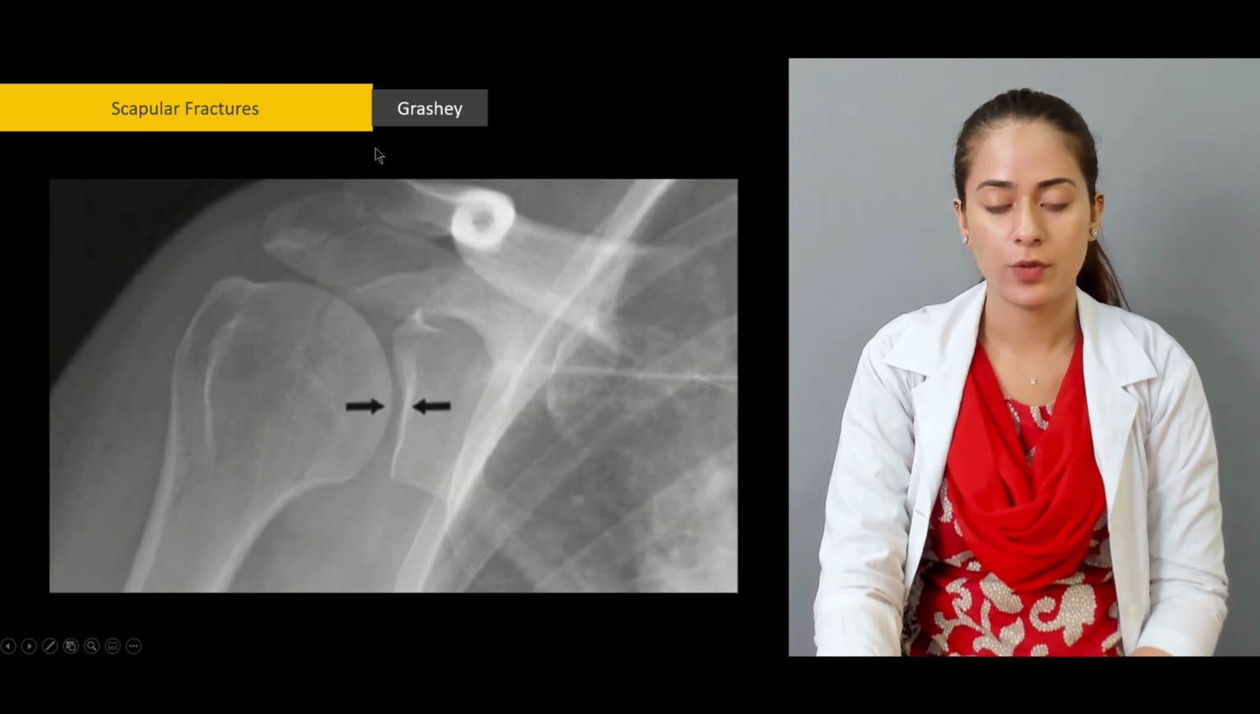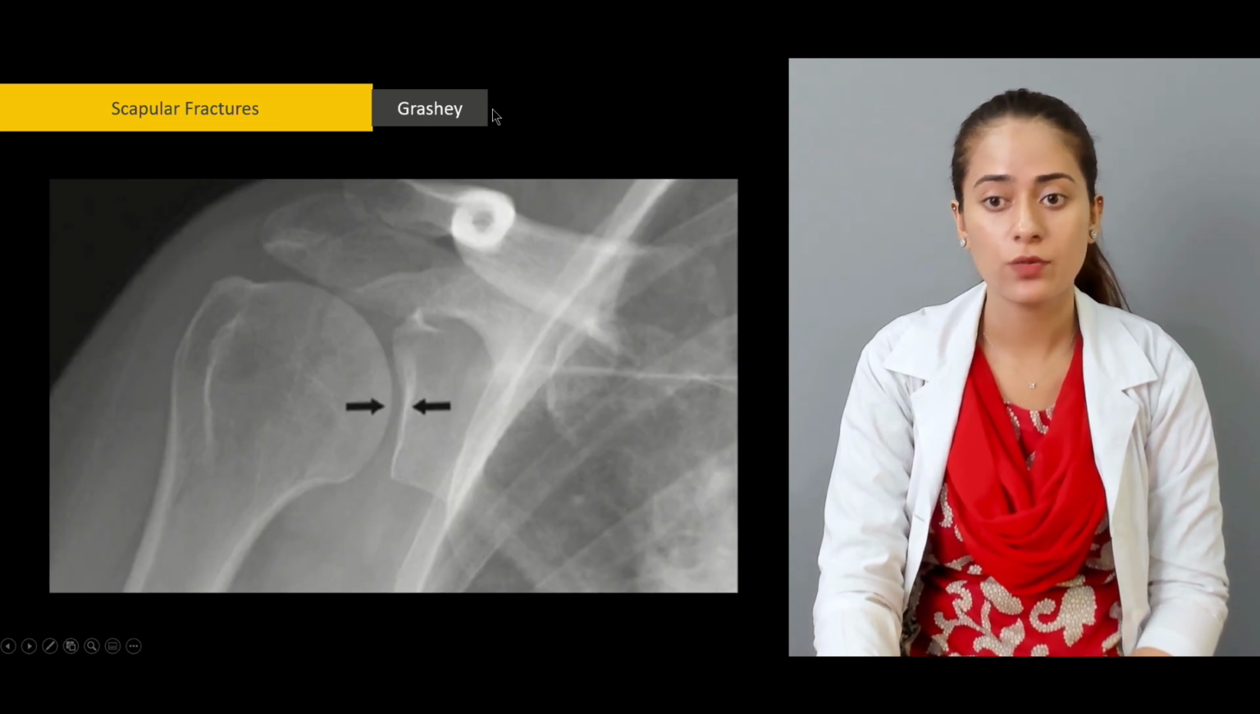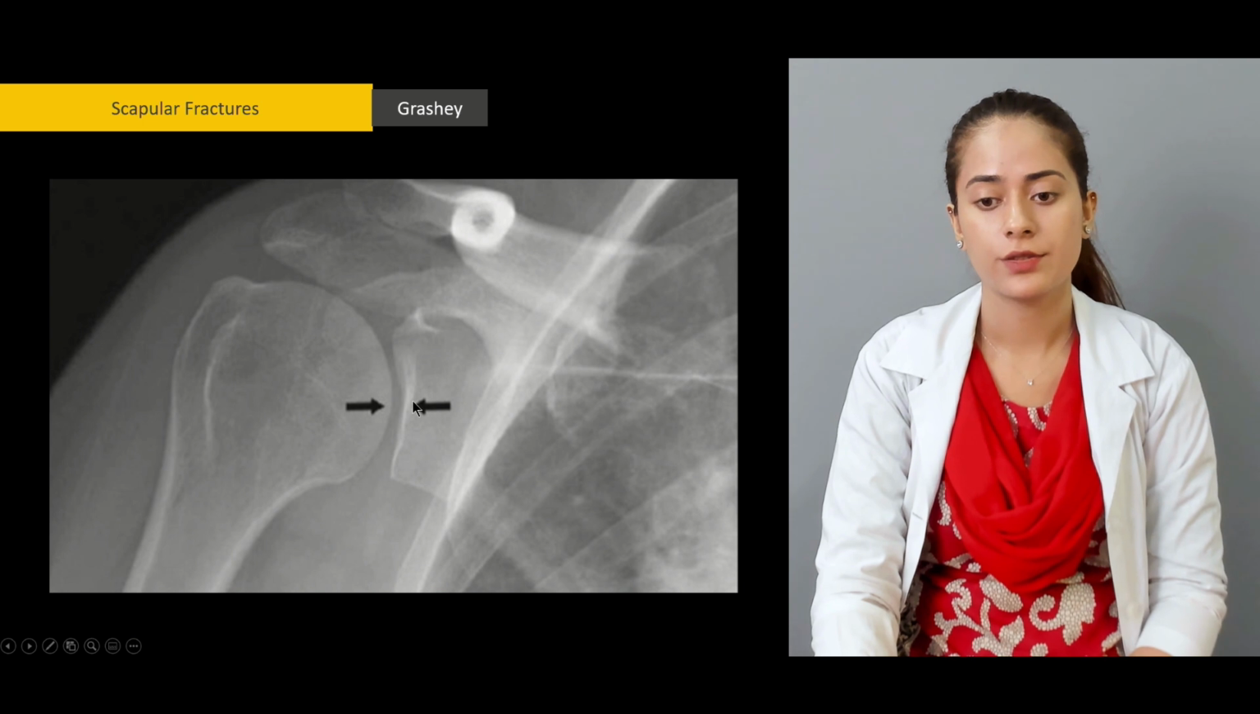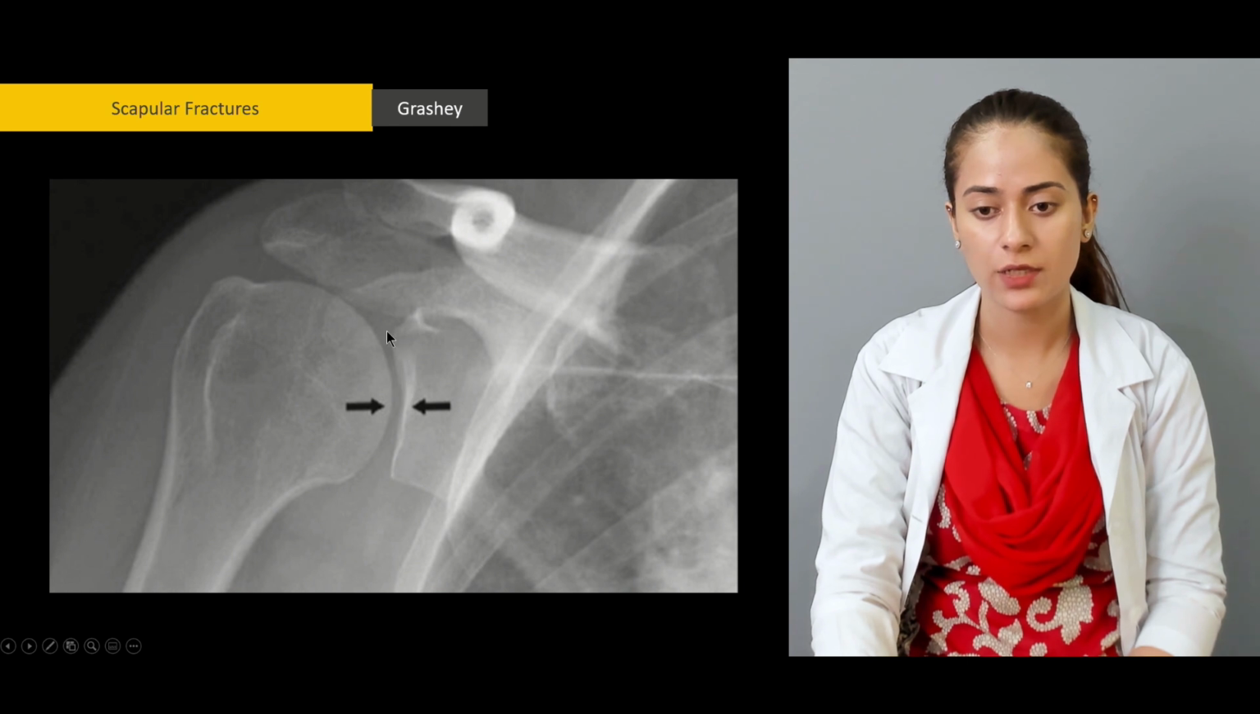So this is what we were talking about. This is the Grashey view. We can see the sclerosis of the glenoid cavity, and also the labrum is present, which is not visible here. So this is a little bit of sclerosis, and this is the joint space.